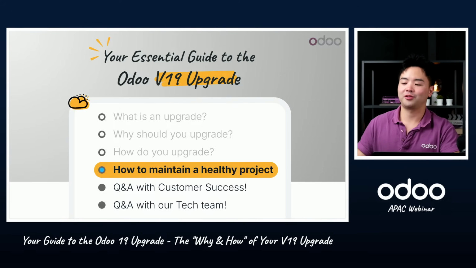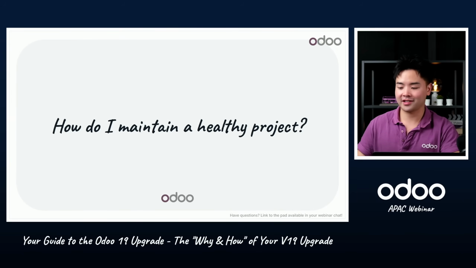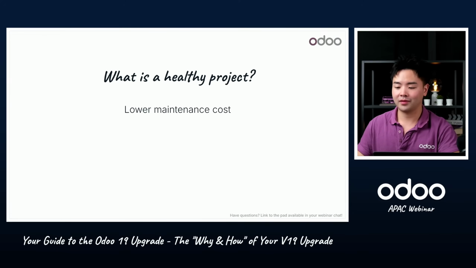All right, we are back for our last topic for this morning, how to maintain a healthy project. So first, let's define this. What is a healthy project? There are 5 main factors to a healthy project that we should consider. First is lower maintenance cost. Essentially, this project should not be costing you an unnecessary and exorbitant amount of money, and the value should be very obvious as it really saves on other expenditures.